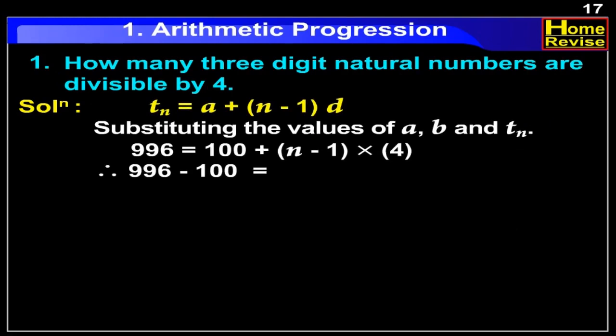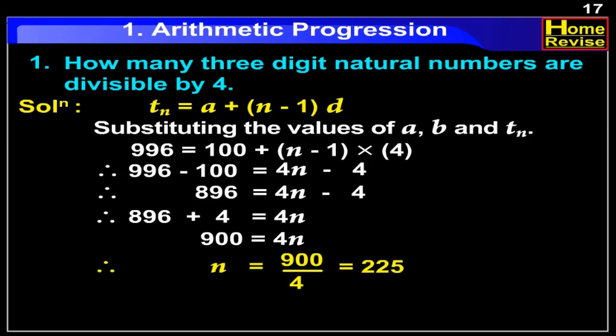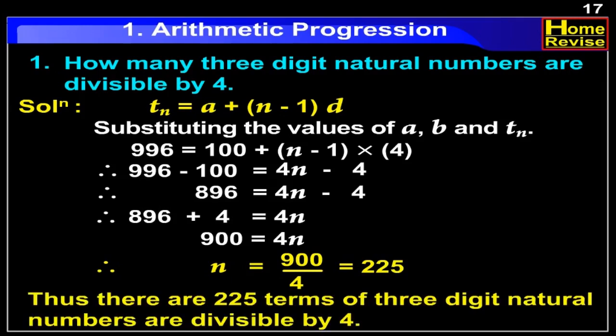Therefore, 996 minus 100 is equal to 4n minus 4. Therefore, 896 is equal to 4n minus 4. Therefore, 896 plus 4 is equal to 4n. 900 is equal to 4n. Therefore, n is equal to 900 divided by 4, which is equal to 225. Thus, there are 225 terms of 3-digit natural numbers that are divisible by 4.